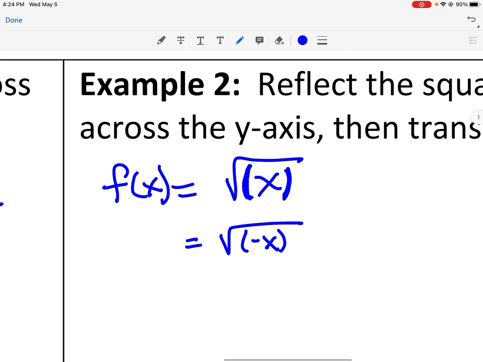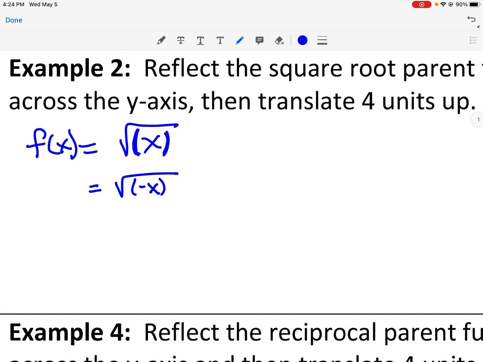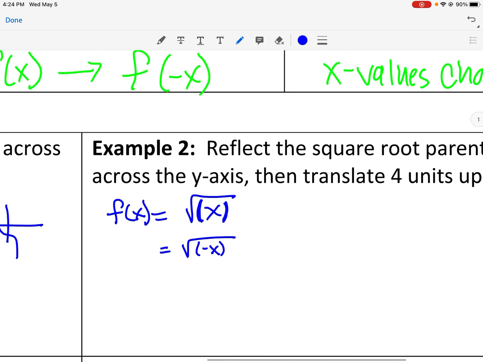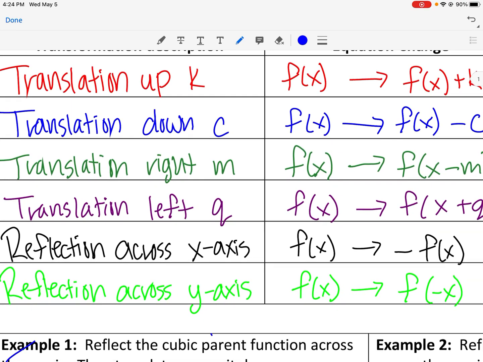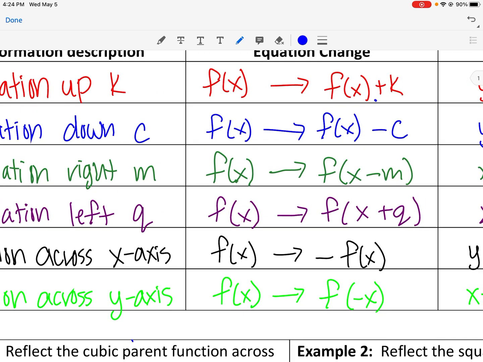So in parentheses, I'll just have negative x. So I've done my reflection. And then we need to translate 4 units up. So let's go to our table, 4 units up. So that's the very top one, up 4 units.